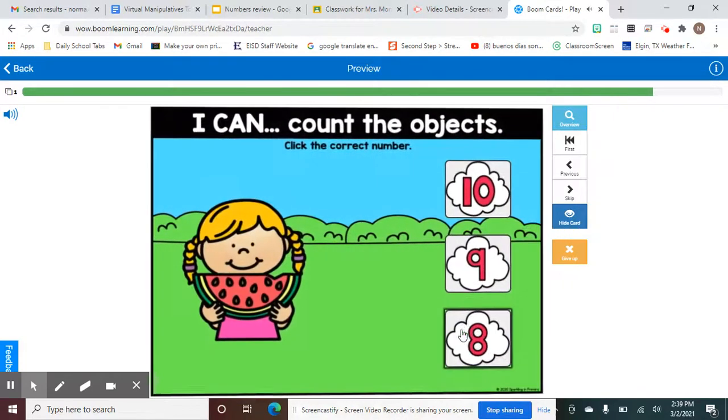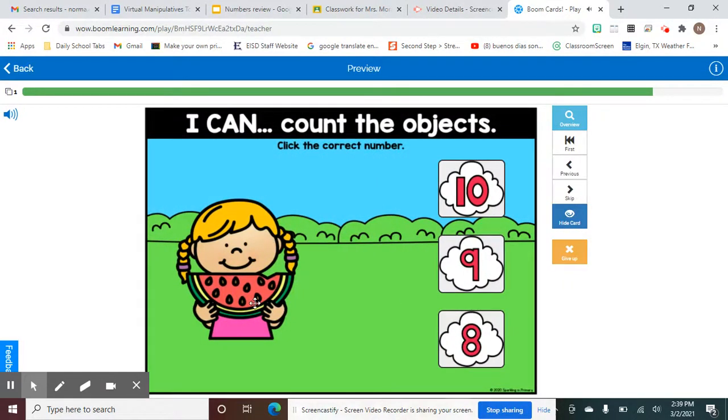Good job. Let's count all of the seeds. 1, 2, 3, 4, 5, 6, 7, 8, 9, and 10. So which one is 10? Is it top, middle, or bottom? It's going to be the top one, correct. But what is the name of this number? That's number 9. And this number, what number is this? That's number 8. This one's number 10. Correct.